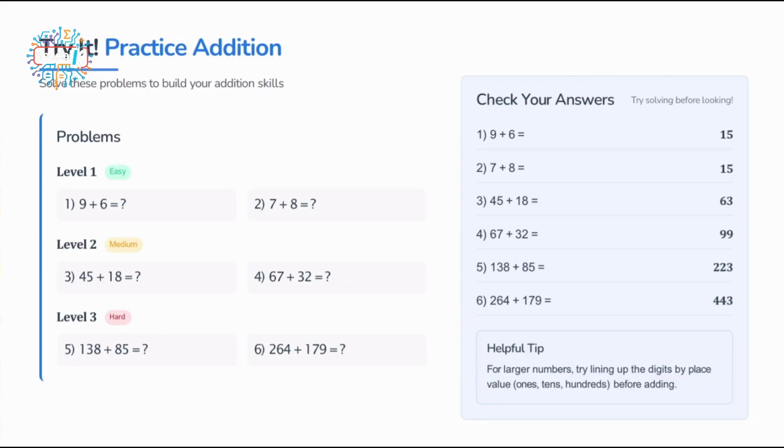You can do it by yourself, but just for the review itself, 9 plus 6 is equal to 15. 7 plus 8 is equal to 15. After that, I do have 45 plus 18. Again, we are going to use what? We are going to use the carrying method.